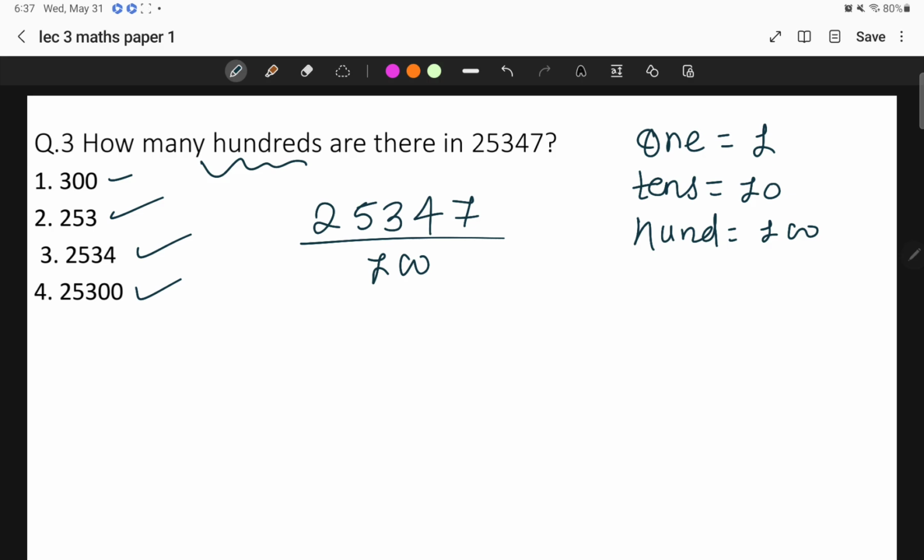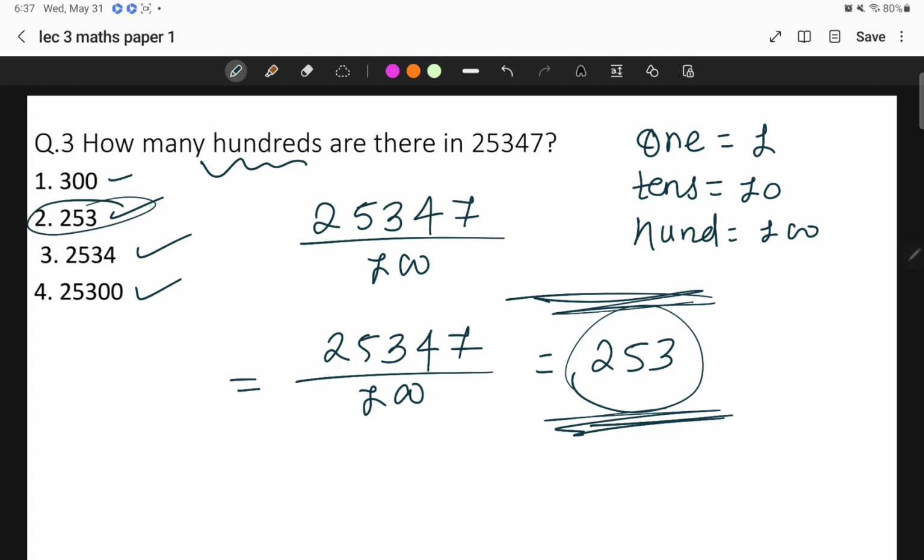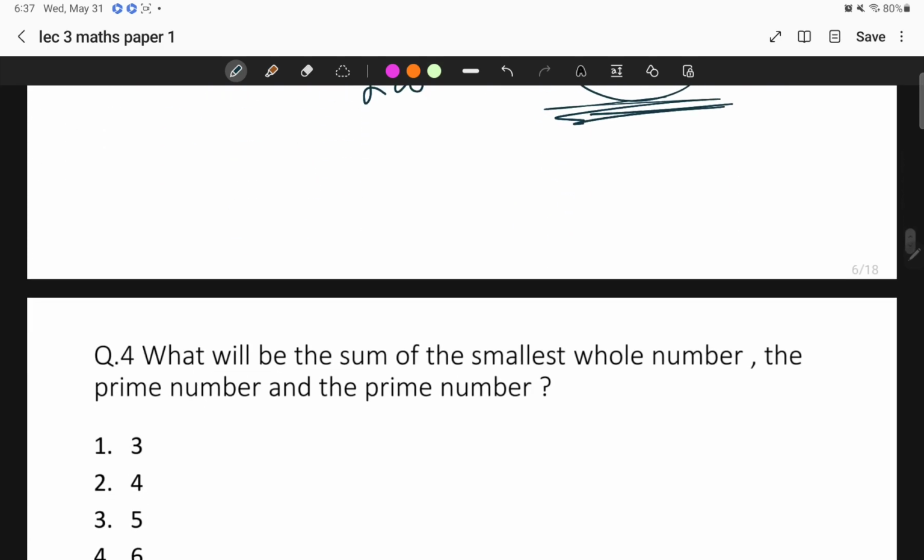So the answer for the given question is here: 25347 divided by 100. We put a decimal point after 2 digits, right? So here the answer will be 253. Again, do not get confused about why 253. Simply we have to get the answer here. In that particular approach I have solved the question, where 253 is the answer. Got it? So option B is the correct one. Moving on to the next question now.